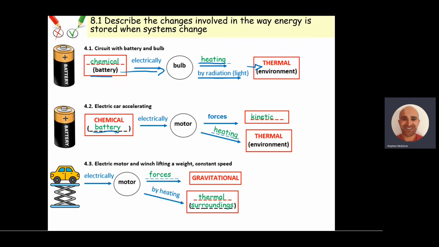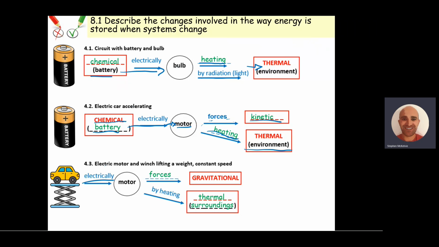An electric car will have a battery in it, the chemical store inside the battery, food, fuel, batteries. It's going to be electrically transferred to a motor. From that motor, the motor is going to use forces to increase the kinetic store of the car, and by heating, increase the thermal store of the environment because motors get warm.